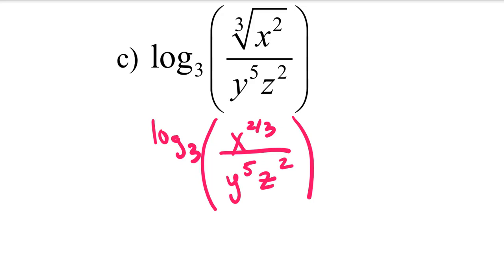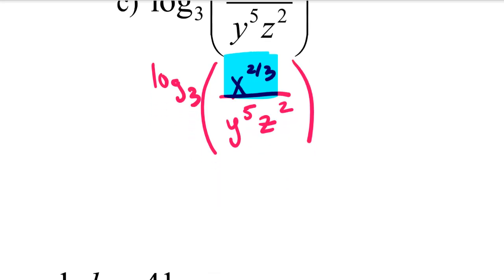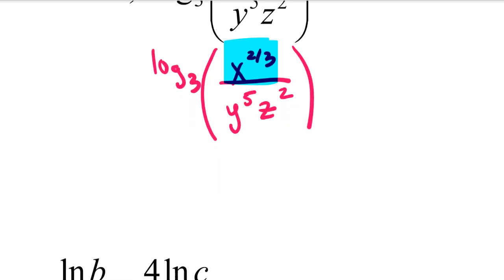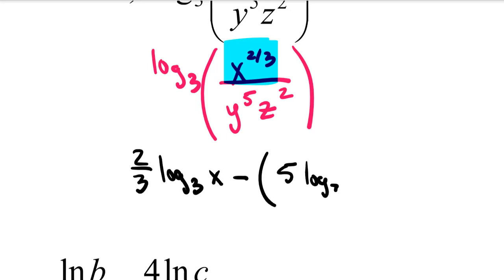So that x squared, when we do that to the 1/3 power, is going to give us this x to the 2/3 power. So when we do this problem again, we're going to be subtracting our quantities and moving those exponents all the way out in front. So I'm going to have 2/3 log base 3 of x. Now, here's where you've got to be really careful because there are 2 terms in the denominator. We're going to have subtracting, but then we're going to have 5 log base 3 of y, plus, thinking ahead here, 2 log base 3 of z.